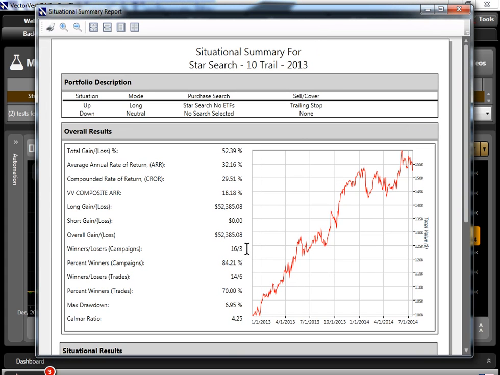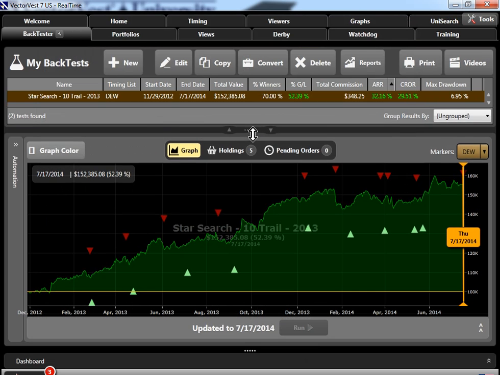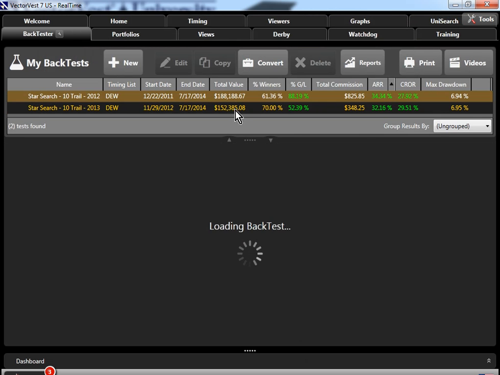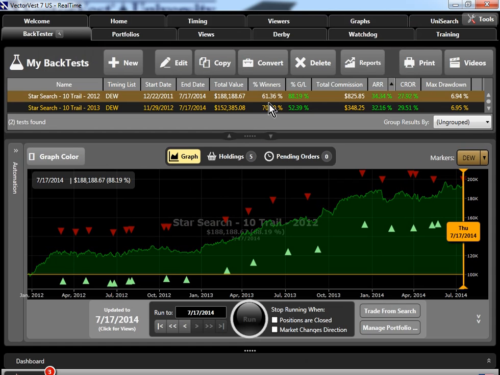Now there were 19 campaigns, which is from a DEW up to a down, that's one campaign. DEW down to the next up, that's another campaign. So we did very well here on a consistent basis. 16 winning campaigns, only 3 losing campaigns. And pretty nice equity curve here. So I ran this from the beginning of 2013, and I was very happy with the results. So I wanted to take it a little bit further. So what I did was I took it back to 2012, and the results were very similar.